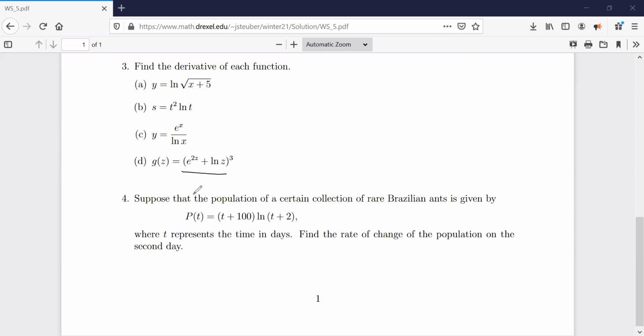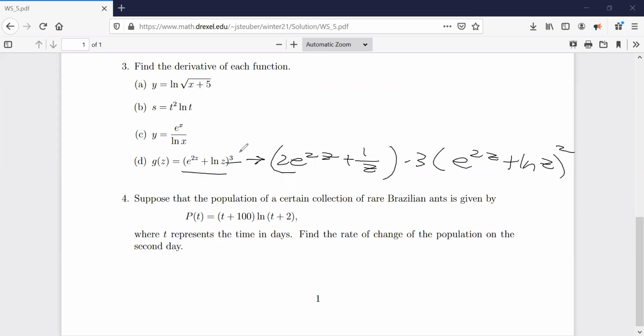So the derivative of this guy is again going to be a chain rule. So actually kind of a nested chain rule. So this guy would go to, the inside is 2e to the 2z plus 1 over z, times 3, is the power here, (e to the 2z plus ln of z) to the 2 now. So we knock that power down by 1. Does that make sense to everyone?